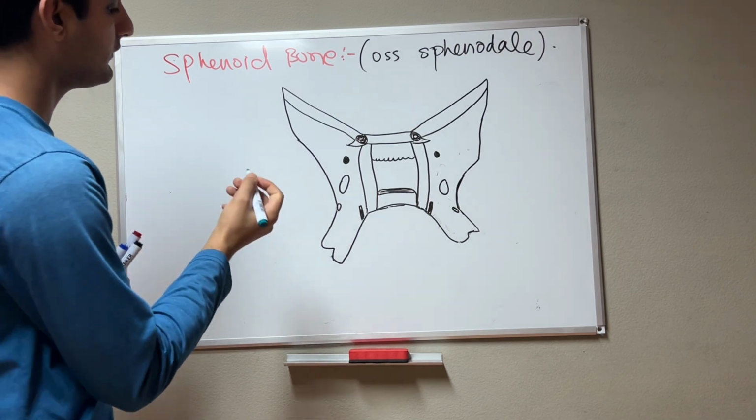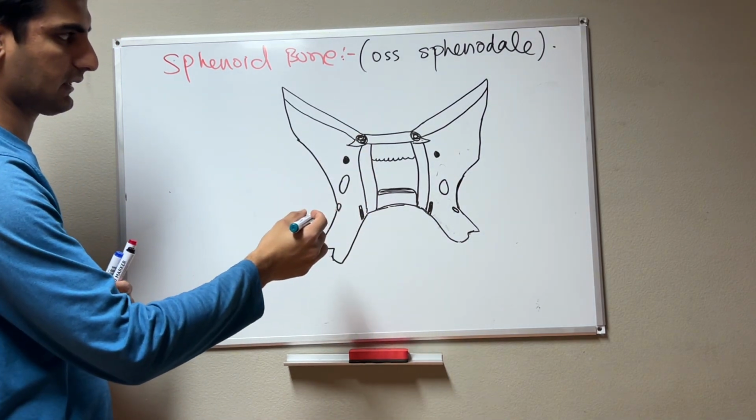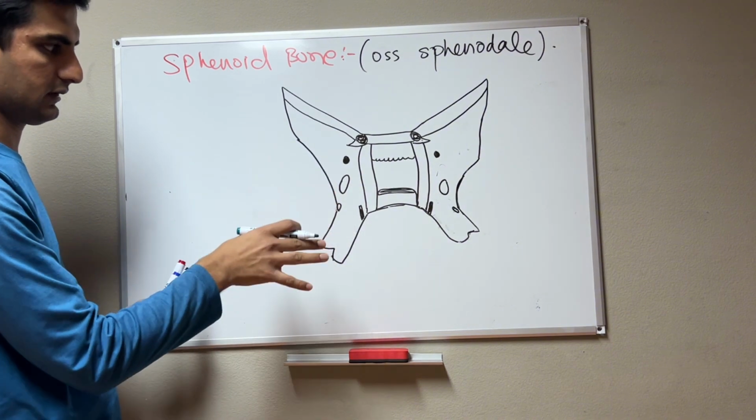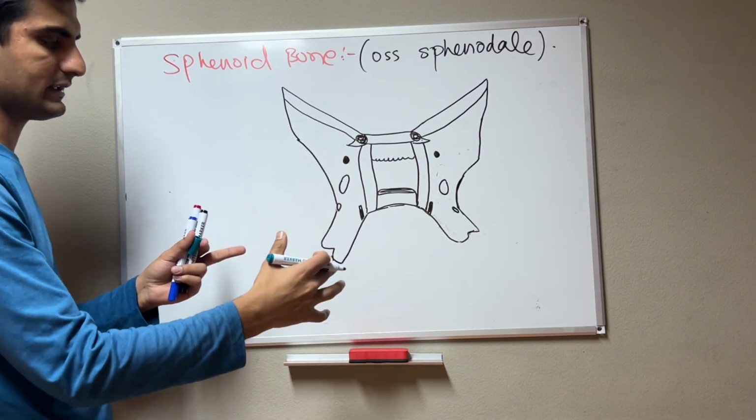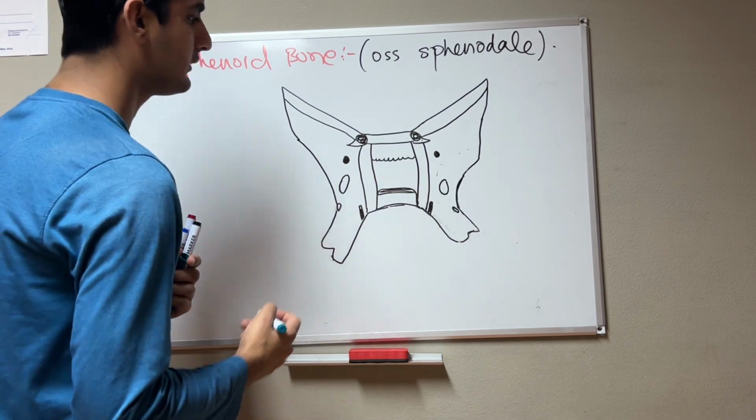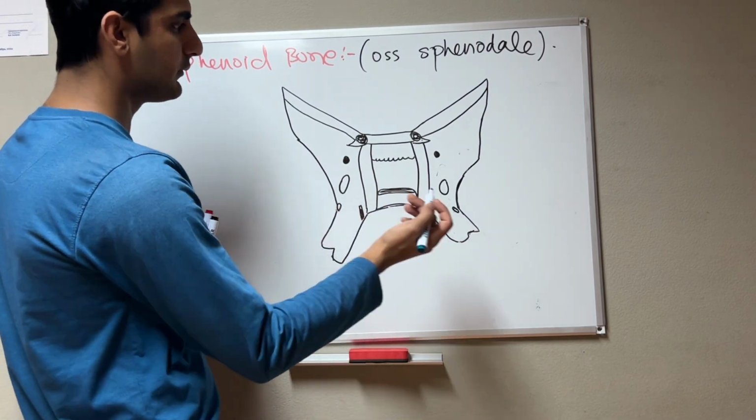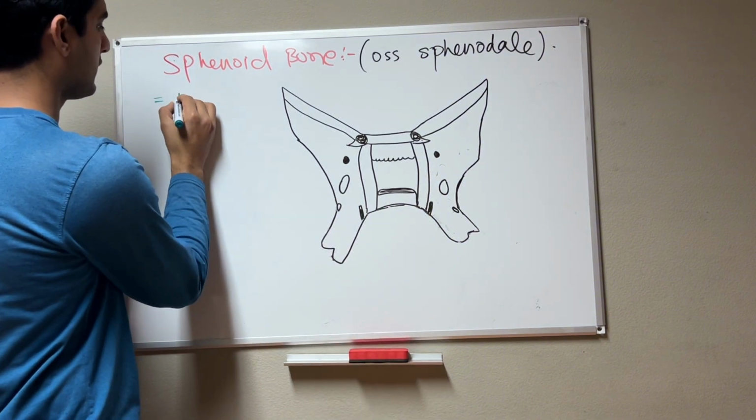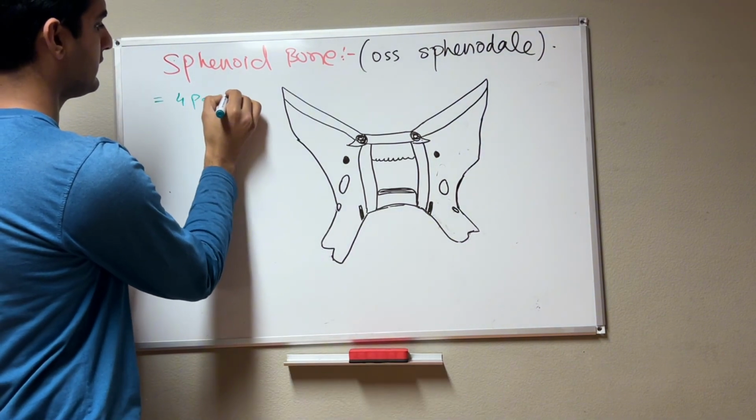Now this is the structure of the sphenoid bone. It is located in the skull, inside the skull in the middle cranial fossa. This is its location, and we are going to discuss it. I already told you we have 4 parts in the sphenoid bone.